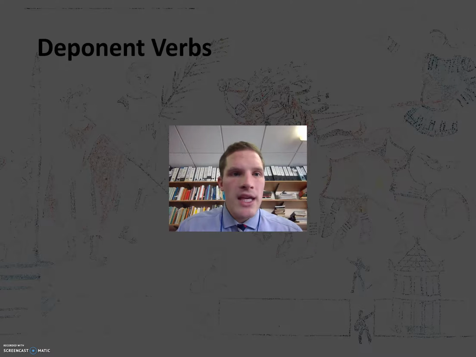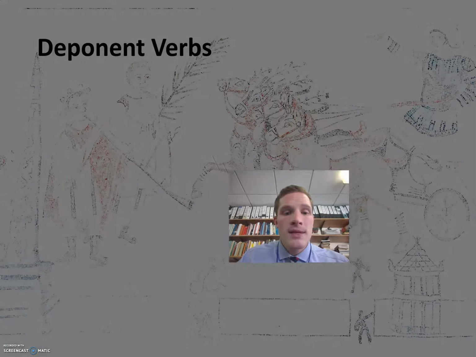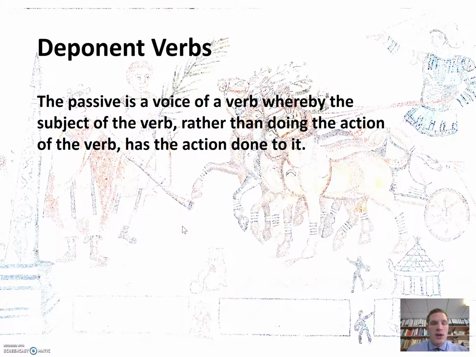Hi, this is a short video about deponent verbs. Just before we start, it's worth talking about the voice of a verb. Every verb has a voice, either active or passive. With an active verb, the subject, the noun in the nominative, does the action of the verb, whereas the subject of a passive verb has the action done to them. That's going to be important to remember as we have a look.